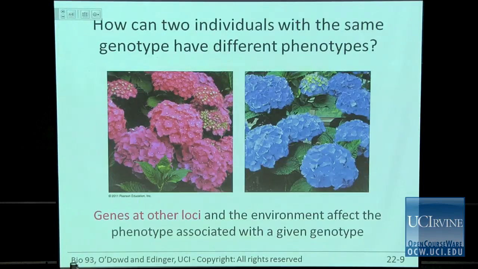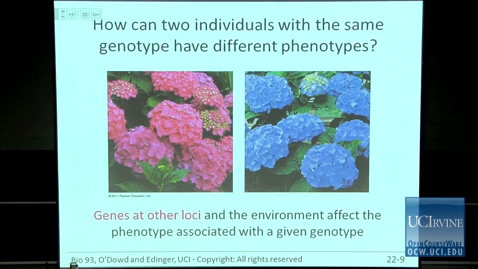Good. Okay. So this is a slide I showed you before, and last time I showed it to you, I said these plants are genetically exactly the same, but they were grown in different environments. So they have different phenotypes. It could also be that the environments are the same, and the genotype at one locus controlling flower color is the same. But there's another locus that affects flower color, and that's different in these two plants. So an important point that you need to take away about genetics is that genes at other loci and the environment affect the phenotype. Most traits depend on multiple genes, and the environment often affects how those genes are converted into a phenotype.